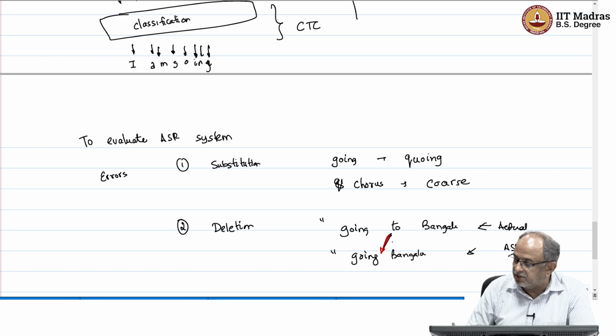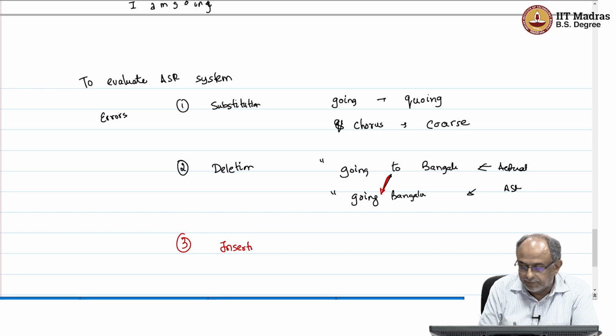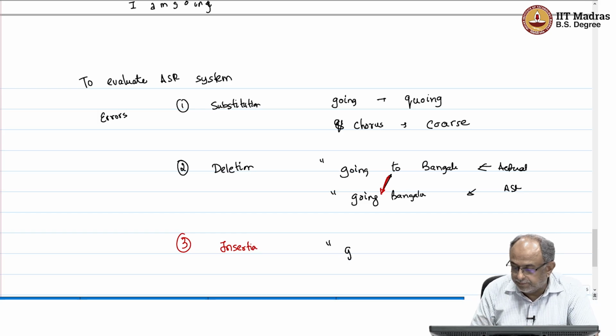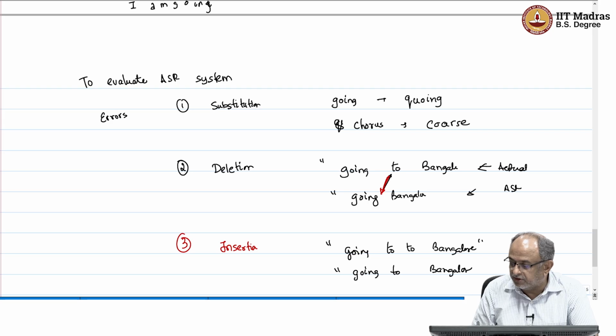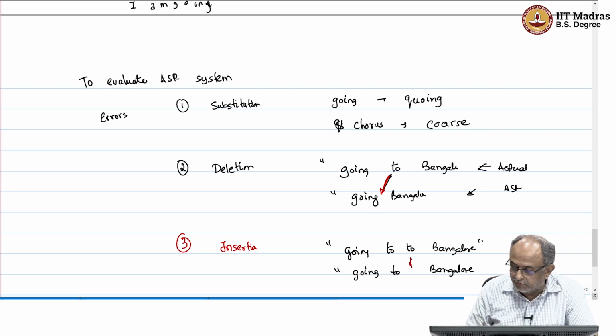The third one can be insertion, which is basically I am going to Bangalore, or something. For some reason it put two 2's instead of one. So, this is an insertion error. I have artificially inserted one word here.